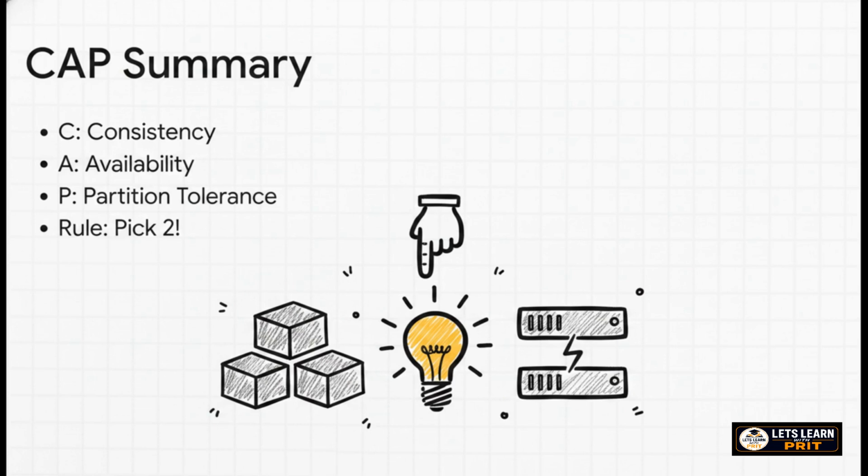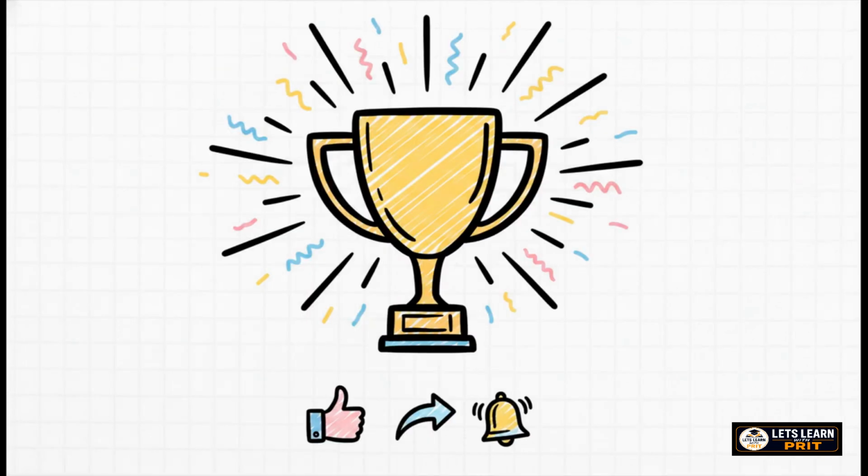Because networks will always fail eventually, you simply have to choose between staying accurate or staying online. And that brings our explainer on the CAP theorem to a close. You now know not just the textbook definitions, but the actual industry logic behind how massive tech giants build their platforms. Best of luck for your Unit 5 exams.